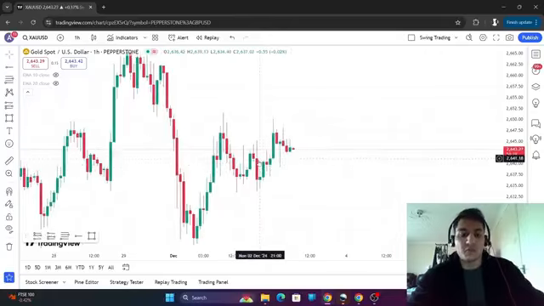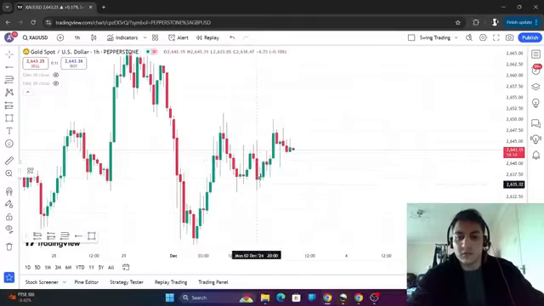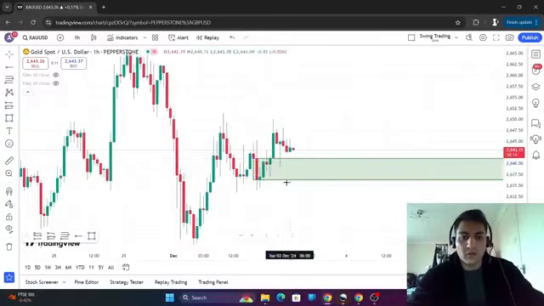So I'm just gonna quickly point out we've got this order block here. Look at the body of the order block. Price wicks in, moves off.